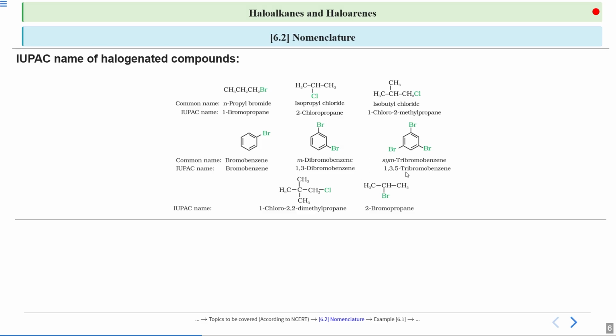For the IUPAC name you have to do the numbering. You can start from anywhere. So if you start from this carbon, you have to give it 1, okay? Because the carbon at which the bromine or the halogen is present, you have to give it the lowest possible number. So let's start with 1 at the carbon at which bromine is present. So 1, 2, 3, at 3 there is bromine, 4, 5, at 5 there is bromine, right? So there are a total of 3 bromines. So how can you write the IUPAC name? 1,3,5-tribromobenzene.